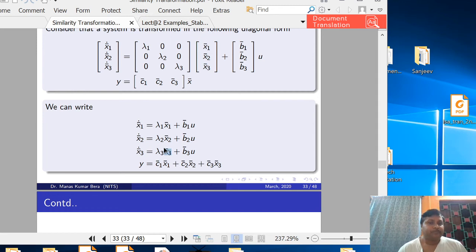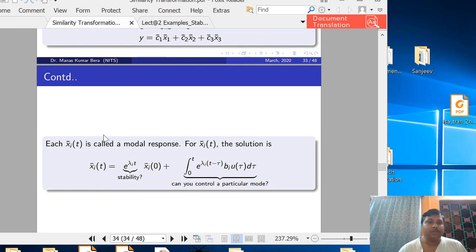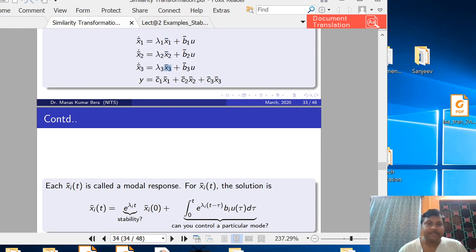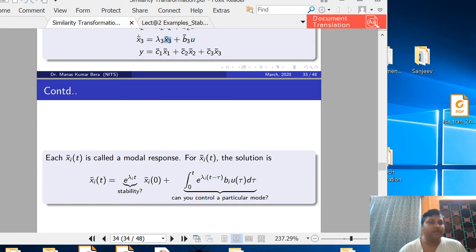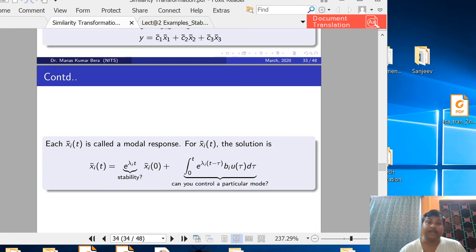Okay, now what is the advantage? If it is in this form, you can directly write the solution: xi bar(t) equals e to the power lambda i t into xi bar(0) plus integral from 0 to t of e to the power lambda i (t minus tau) bi u(tau) d tau. Means if I want to calculate x1 bar, we can use this relation. If we want to calculate x2 bar or x3 bar, we can easily calculate.